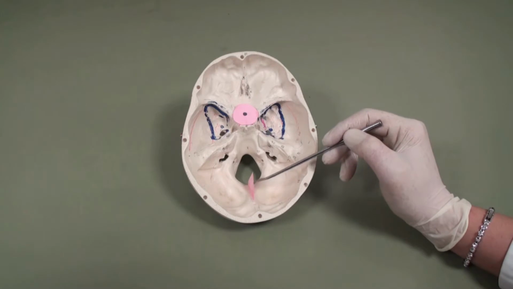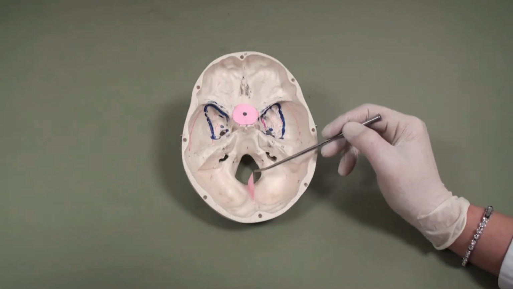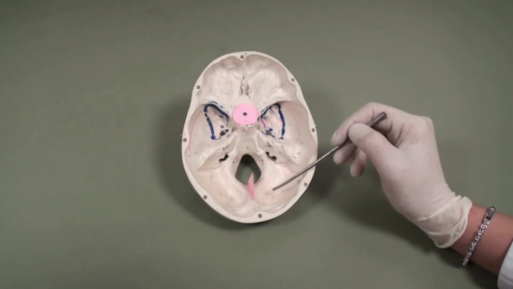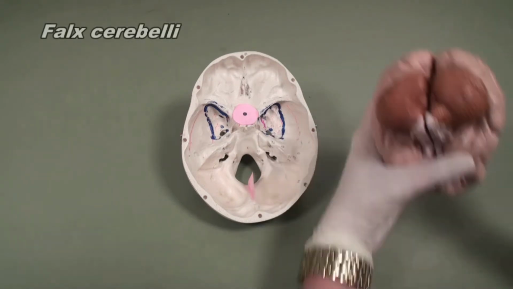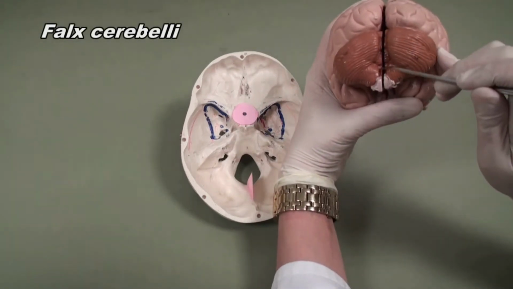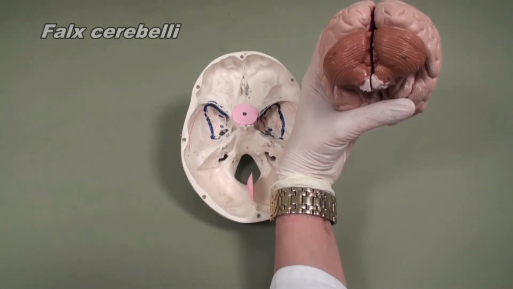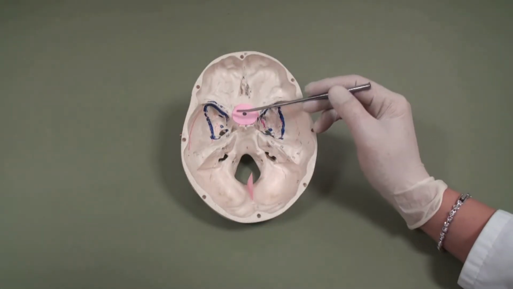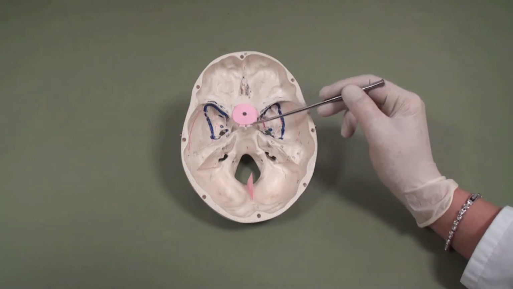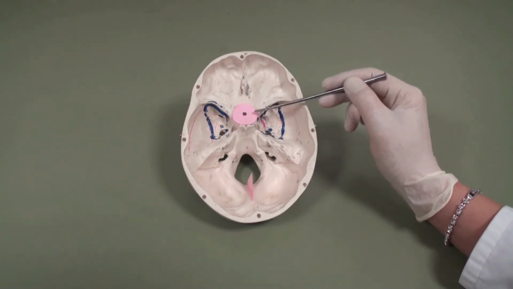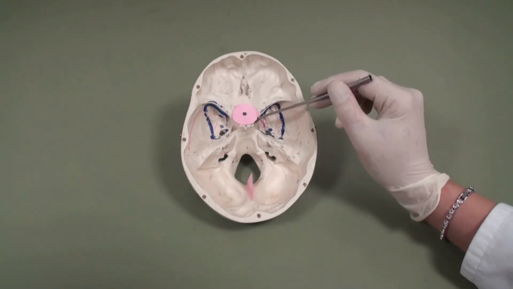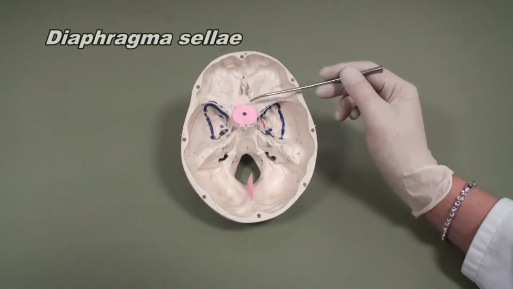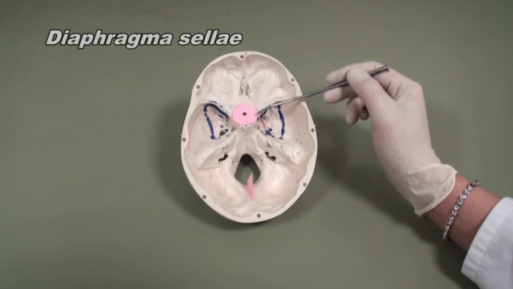The third fold runs here. It separates the 2 cerebellar hemispheres, and it's called falx cerebelli. It lies here in between the 2 cerebellar hemispheres. The fourth fold lies here, overlying the sella turcica, and it separates the cerebrum from the pituitary gland. This fold is called diaphragma sellae.